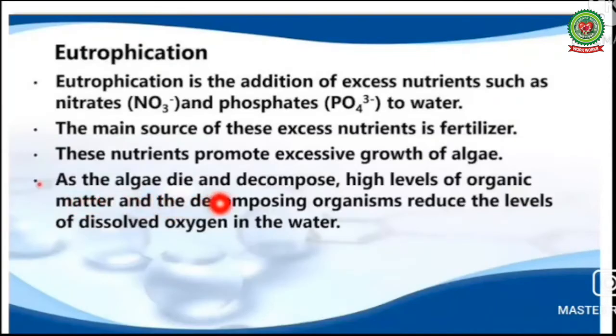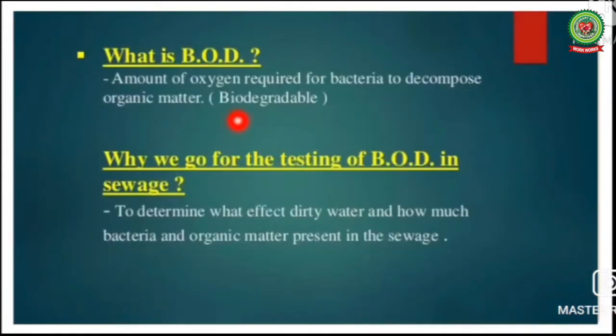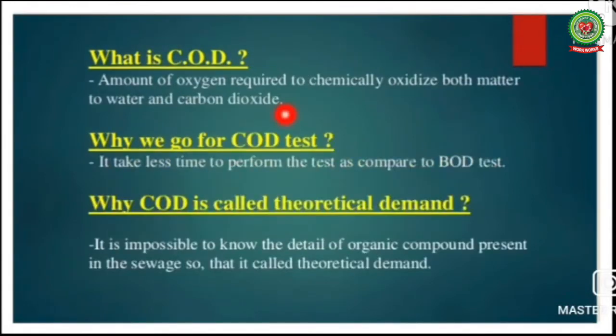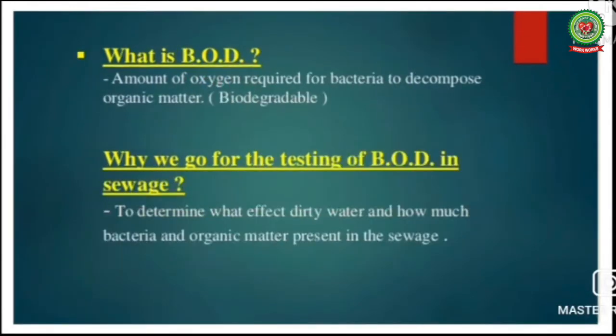As the algae die and decompose, high levels of organic matter and the decomposing organisms reduce the level of dissolved oxygen in water, which is resulting in eutrophication. Another important topic which comes under water pollution is what is BOD and what is COD.